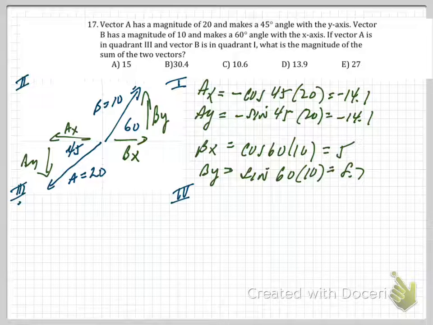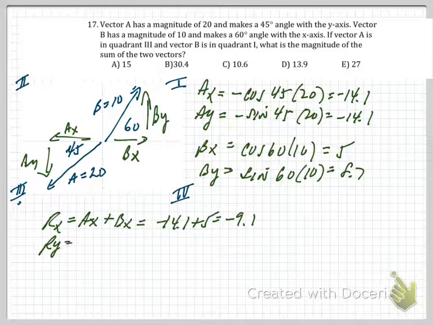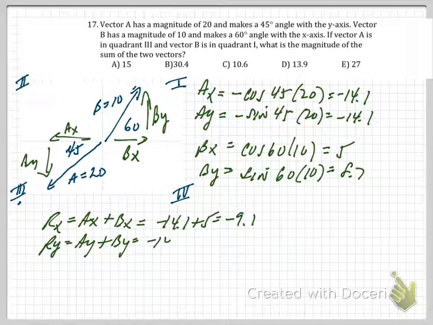So let's add up. To get the resultant vector in the x direction, we need to add up Ax plus Bx, which equals negative 14.1 plus 5, and that totals negative 9.1. And R in the y direction is AY plus BY, negative 14.1 plus 8.7, and that's going to be negative 5.4.